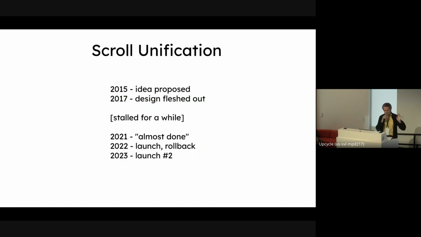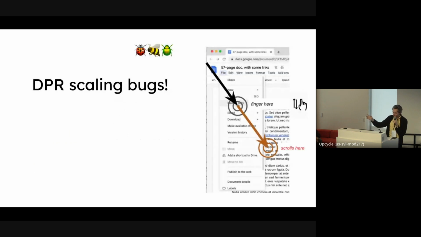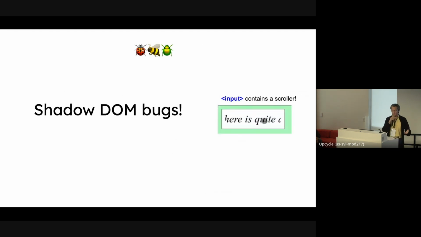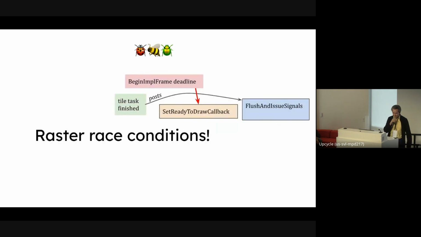Unification took like 8 years, but there were some times when basically nobody was working on it, so it's not as bad as it sounds, but still a long time. There were all kinds of crazy bugs. There were scaling bugs where you'd try to scroll here, but end up scrolling over there because the hit test didn't account for the device pixel ratio. There were shadow DOM bugs, so you couldn't scroll text input controls. There were even race conditions in the tile manager, which weren't even related to scrolling, except that unification caused some subtle timing changes that tickled this pre-existing bug, and it was super hard to track down.